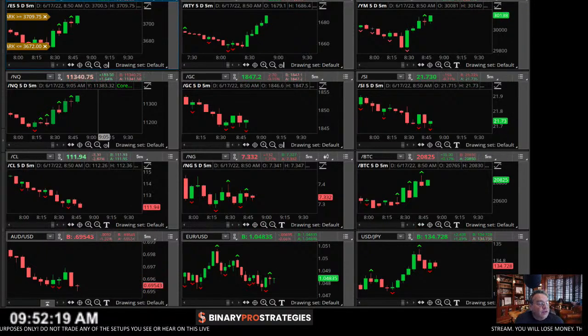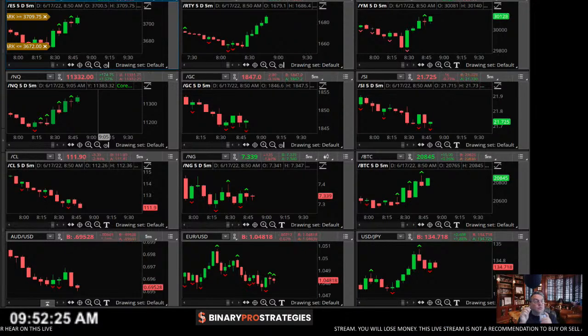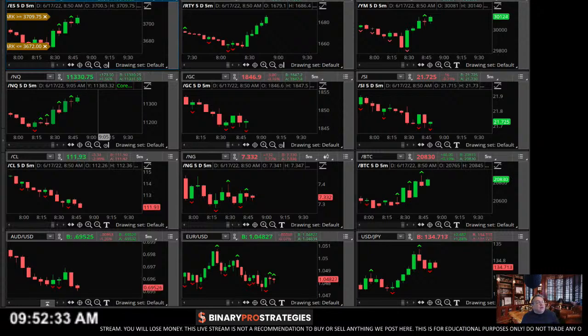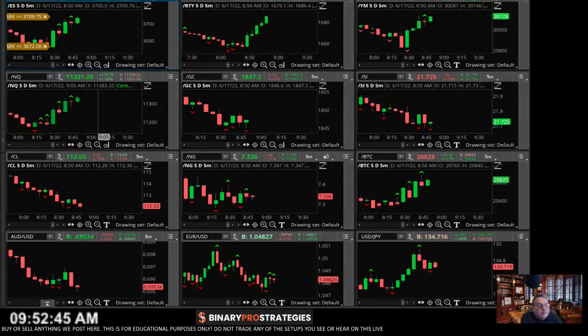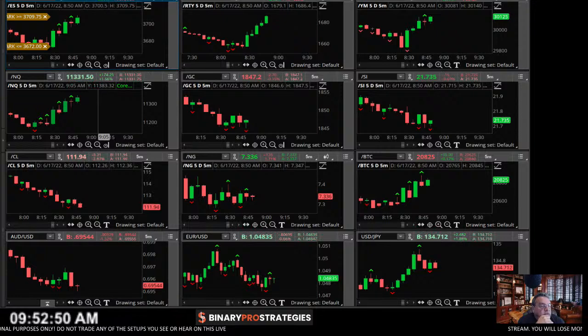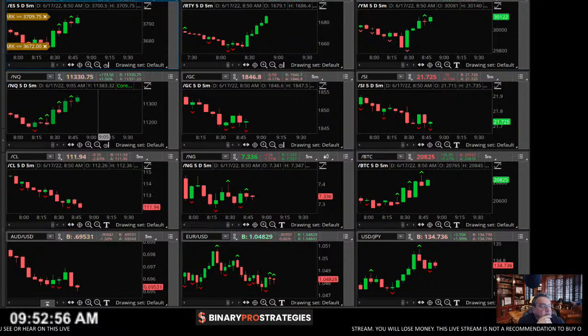Euro US is trying to set up a double. We'll see if that holds. Yeah, I see that short on the yen. I like this Euro US. We can get a double on it.